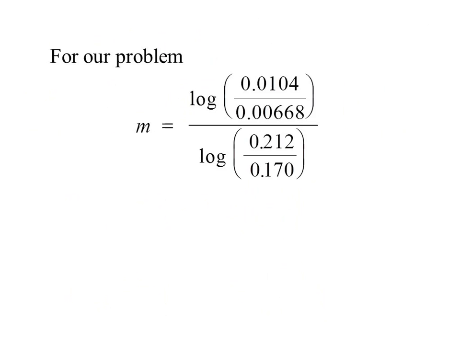And if you go back to the slide that has the trial data for the rates, the log of rate 2 over rate 1 is the log of 0.0104 divided by 0.00668. Now notice one of the things I've done here is I'm not worried about units. It's kind of weird for me to say that, but I don't worry about units because they cancel each other out. And then in the denominator you have the log of Q2 over Q1, molar concentration of Q2 over molar concentration of Q1.